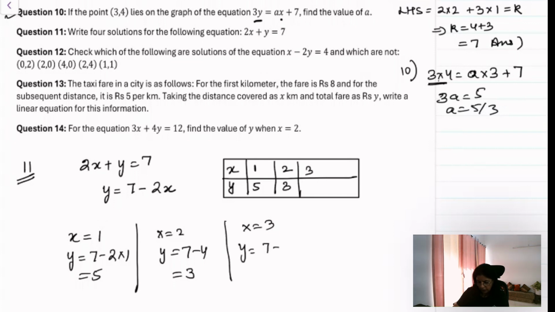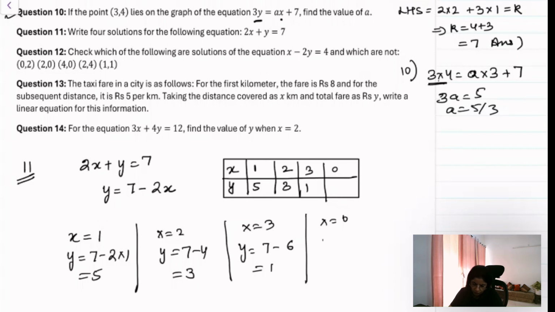y will be 7 minus 6, which is equal to 1, and let's put x equal to 0. Why should we not increase the length? In case we were supposed to plot it also, we would have to make a bigger graph. So we'll use smaller values only.